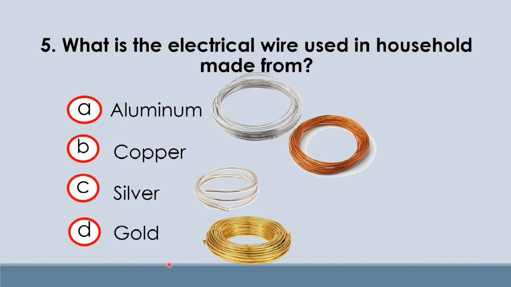Letter D, gold. Which of the following is the material we use for electrical wire in the household? Letter A, is it aluminum? Letter B, is it copper? Letter C, is it silver? Or the last one, letter D, gold? Okay, choose now your answer, and let's proceed to number 6.